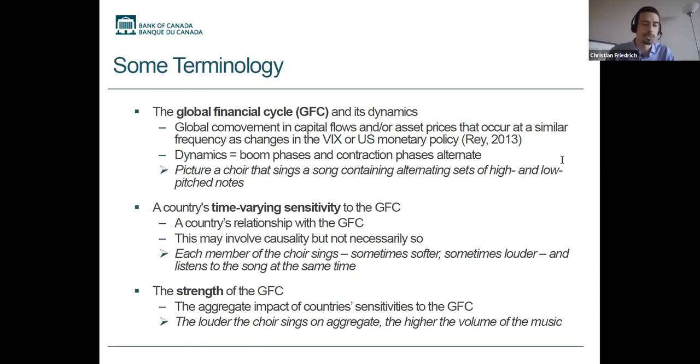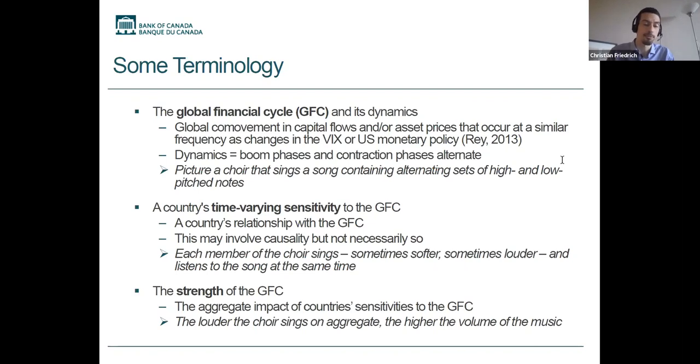So the second important concept for this presentation is the country's time-varying sensitivity to the global financial cycle. So that's the relationship between a country and the global financial cycle. This may involve some kind of causality from the global financial cycle to the country, but it doesn't necessarily have to be the case because it's a two-way relationship. So coming back to the choir example, this would be the equivalent of each member of the choir singing, sometimes a bit softer, sometimes a bit louder, and listening to the song at the same time.